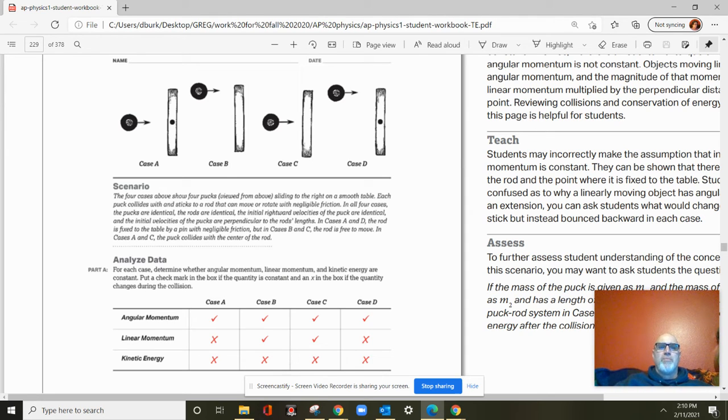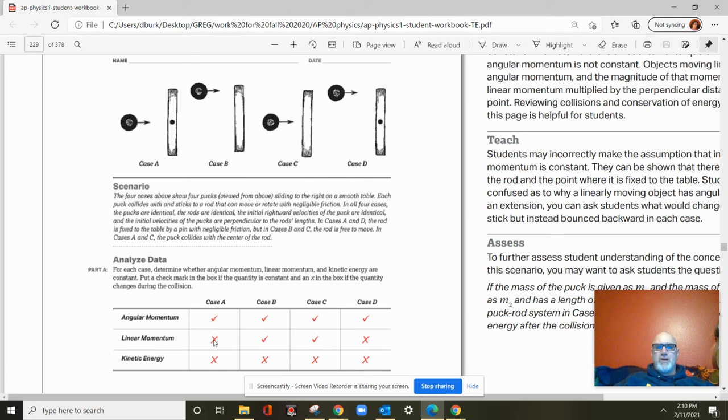No matter where the puck hits the bar and no matter what the bar does, you can see that this puck has an angular momentum. We talked about this in class and in Khan Academy. When it hits this bar, it's going to have an angular momentum of mv times the distance of the bar, the length of the bar, the radius of the bar.